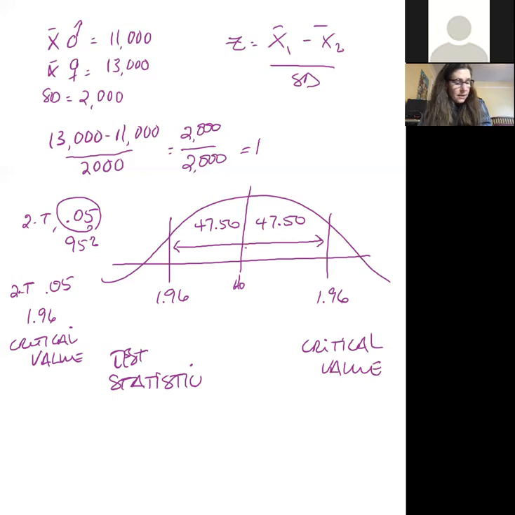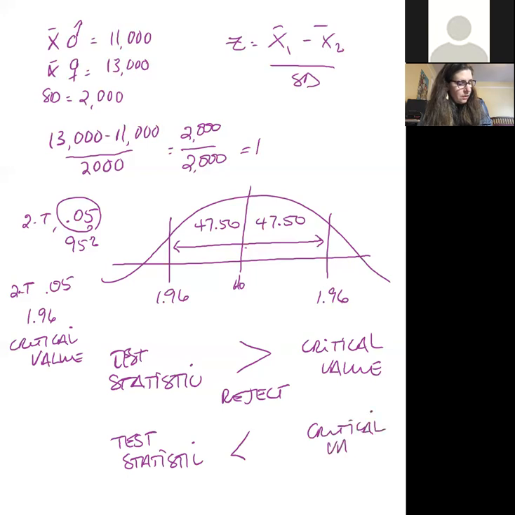If our test statistic is greater than our critical value, we reject. If our test statistic is less than our critical value, we accept.